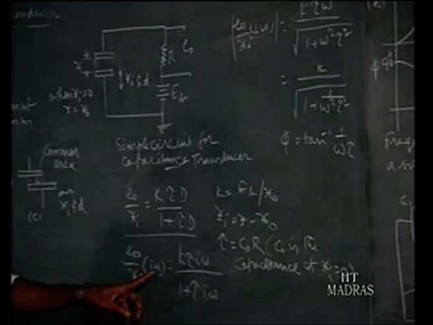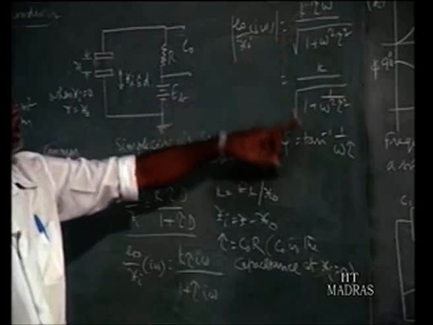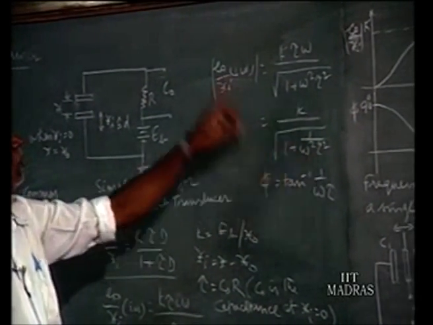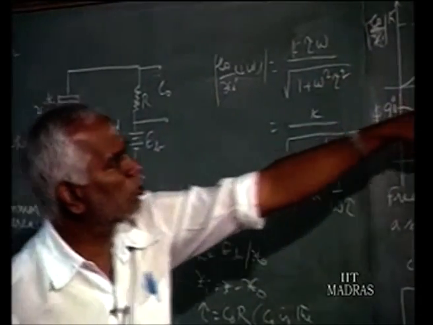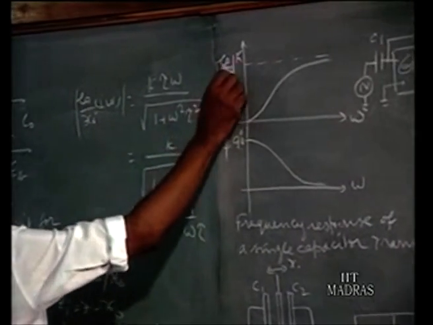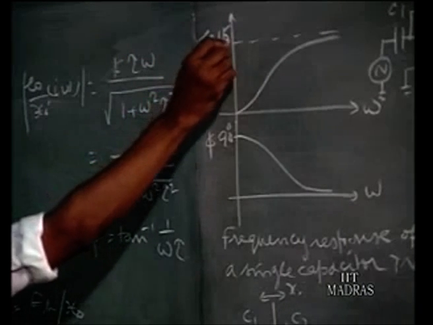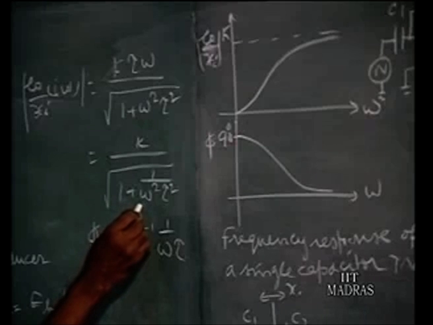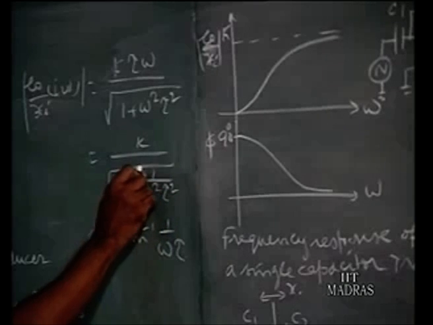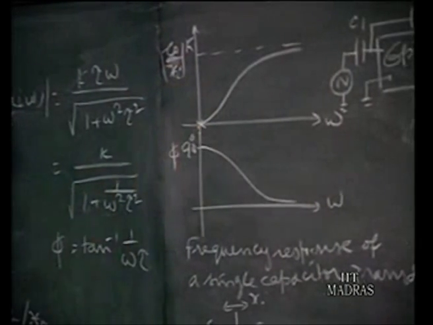So by substituting s by I omega, you have got this equation, which gives rise to the magnitude ratio and the phase angle like this. You can reduce this to this form. When omega is equal to 0, EO by xi magnitude, that is I omega, will be 0. When omega is 0, this becomes infinity. Then k by infinity will be 0. That is why you have got 0 voltage.